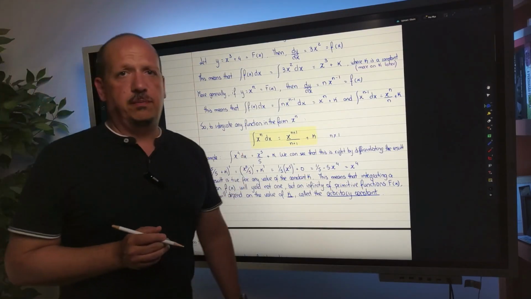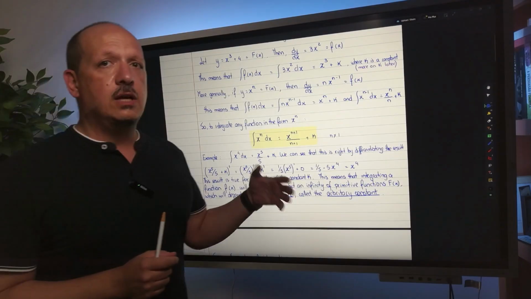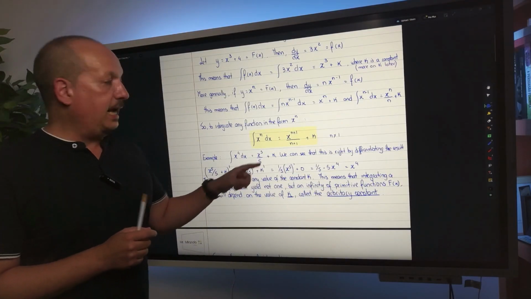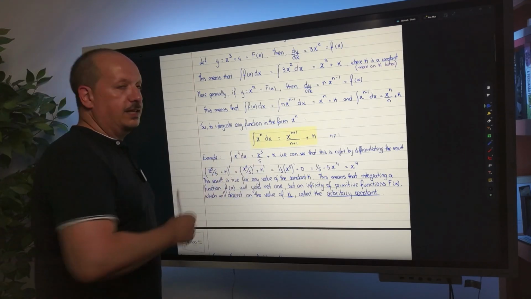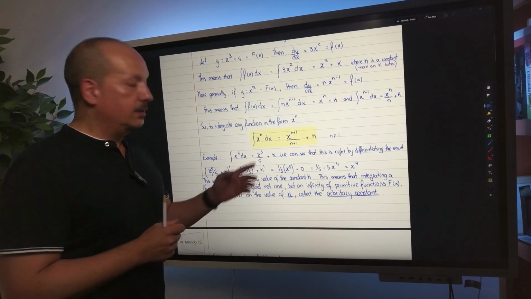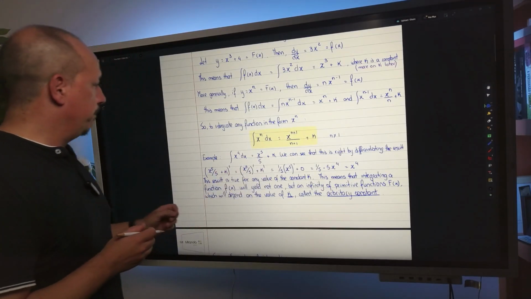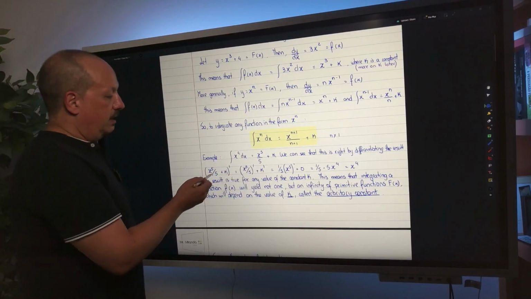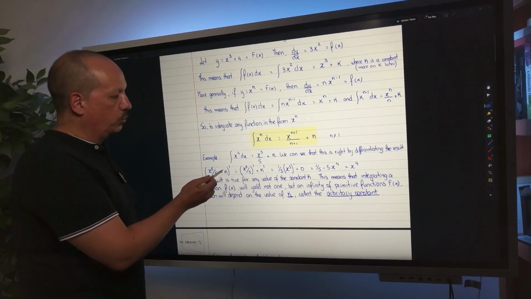How can you be sure? If you are unsure about the process that you follow to integrate, what can you do? You can differentiate your result, and if you got the original function, the one that is being integrated to begin with, then you did the right thing. Okay? That's what I did over here. If I integrate this, I have x to the power of 5 divided by 5 plus k. k is a constant. What will I get?